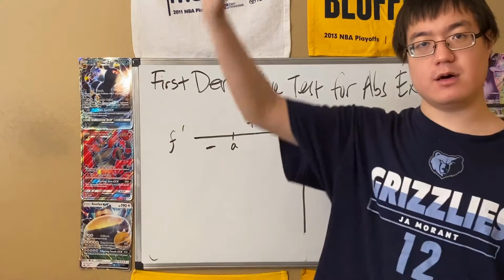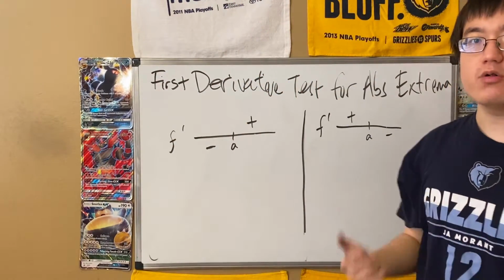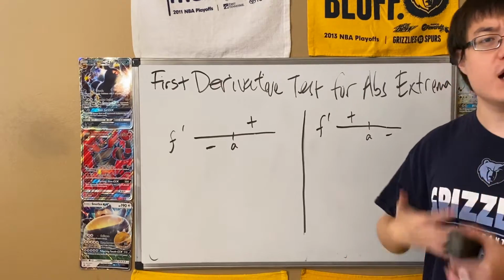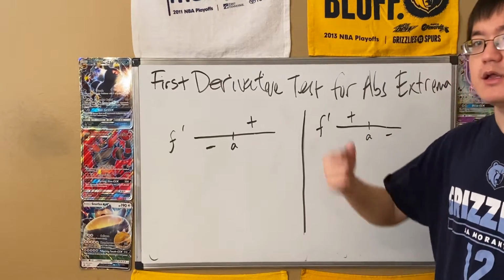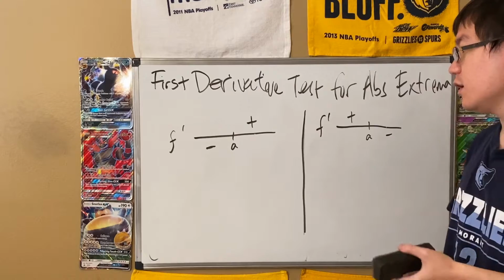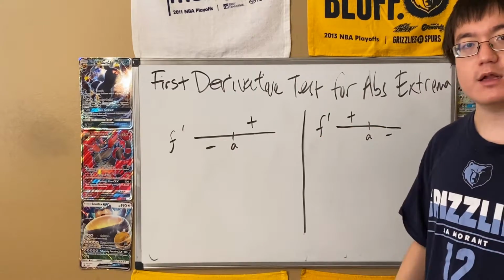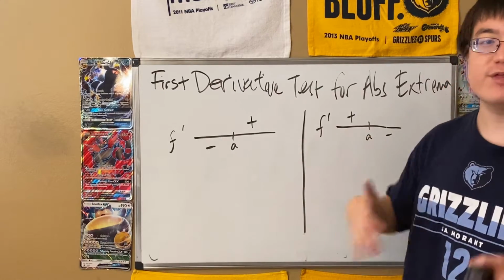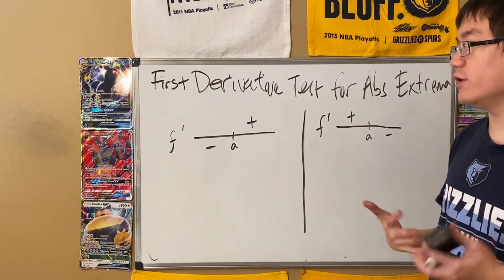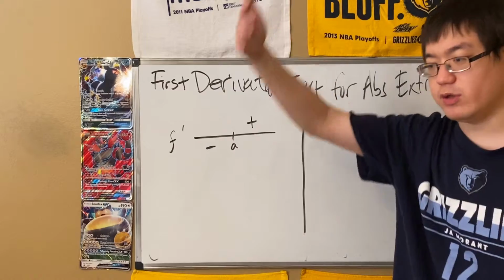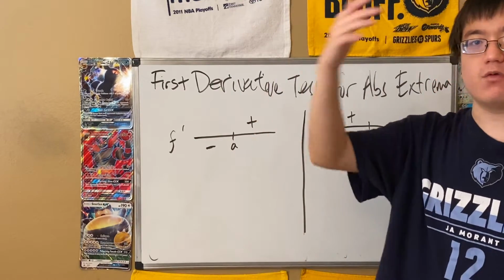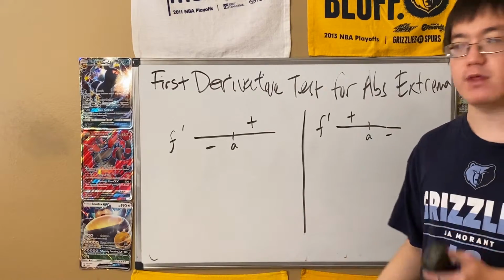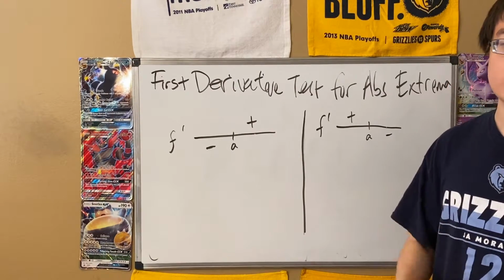Same thing with the max. If you're running uphill and then you run downhill, the only thing you did was run over a hill. Notice that we're not talking about local max or min, every single hill or valley. We're only talking about the extreme one. With this sign chart, you only have one valley or you only have one hill. So that hill has to be the absolute max because you only have one of them. Same thing with the minimum.